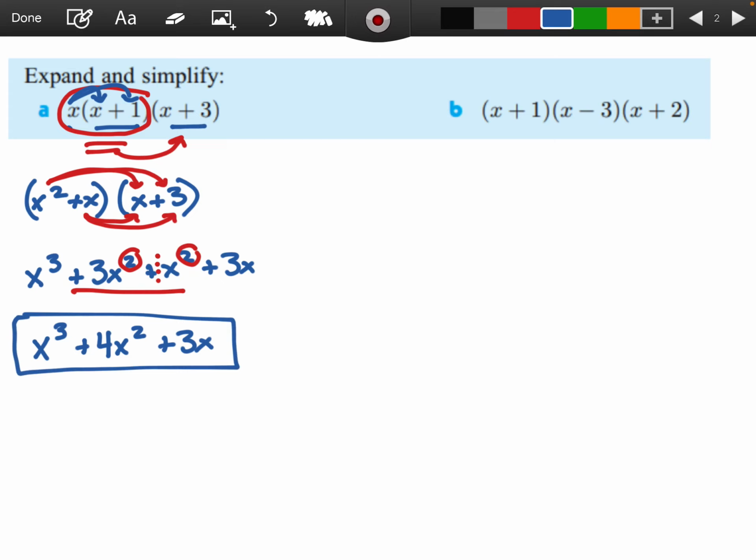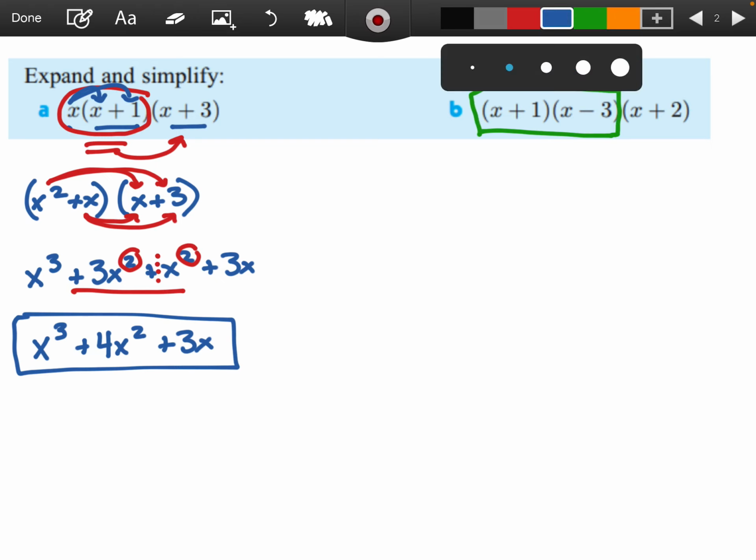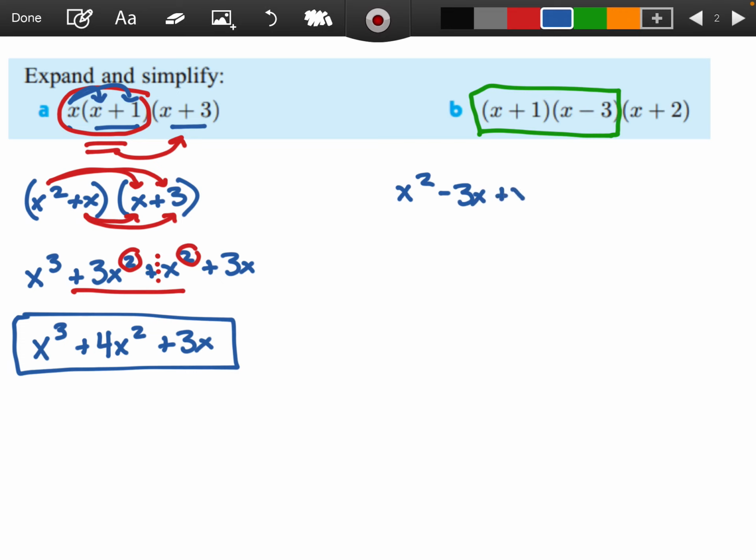Okay, so now moving over to the other type, similar in that I can't do it all in one step. Different in that I have to do FOIL first instead of doing distributive law as I previously did. So I'm going to start by doing this portion of my question. So I have to FOIL that out. First gives me x squared, outer minus 3x, inner plus x, last minus 3. This needs to stay in a set of brackets, and I still need to multiply that by x plus 2.